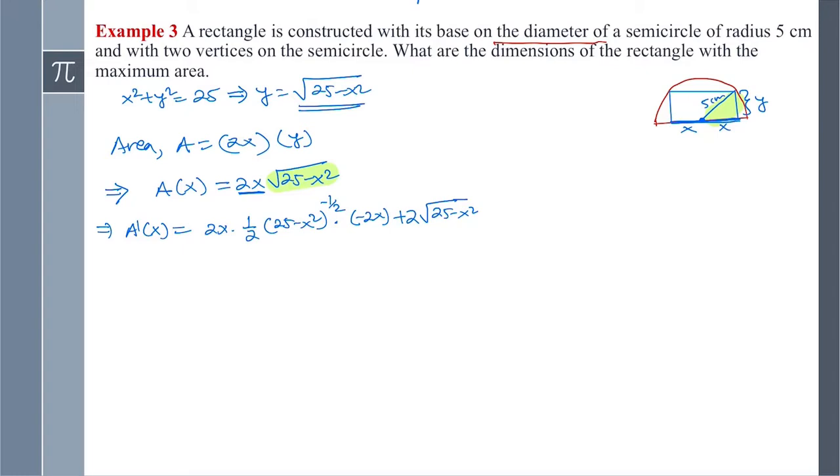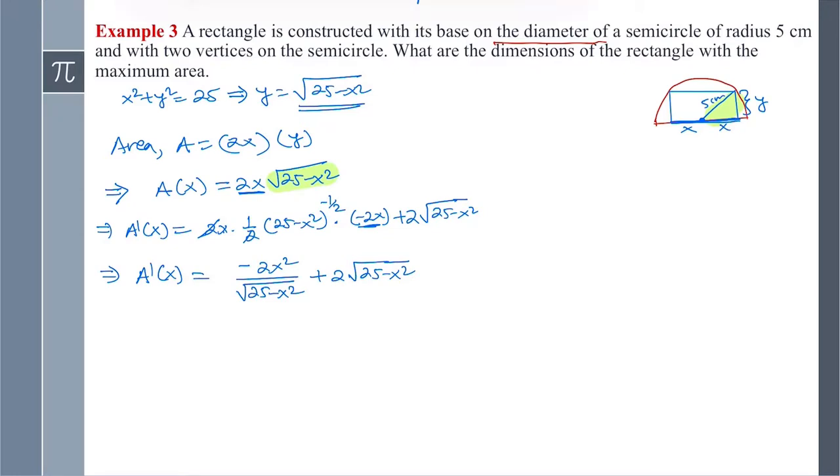Okay, now let's go ahead and simplify this a little bit, clean this up. So f prime of x equals, these two cancel out, and then what we have is x times negative 2x, which is negative 2x squared. And then this has a negative exponent, so we can put it in the denominator and change that 1 half into a square root. So we have negative 2x squared over the square root of 25 minus x squared, plus 2 times the square root of 25 minus x squared. I think that's all we can simplify this to, okay?